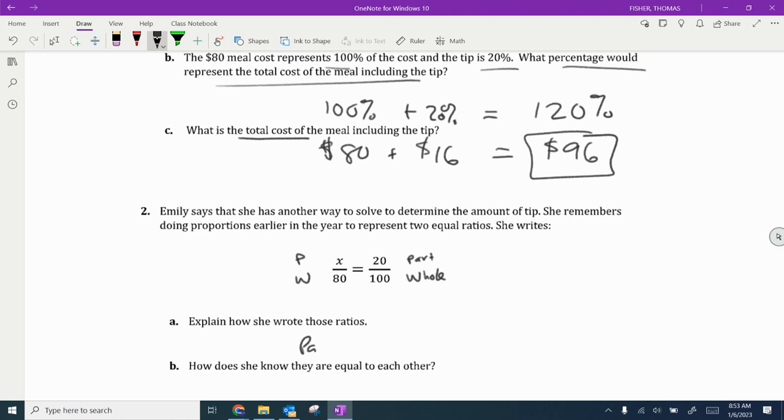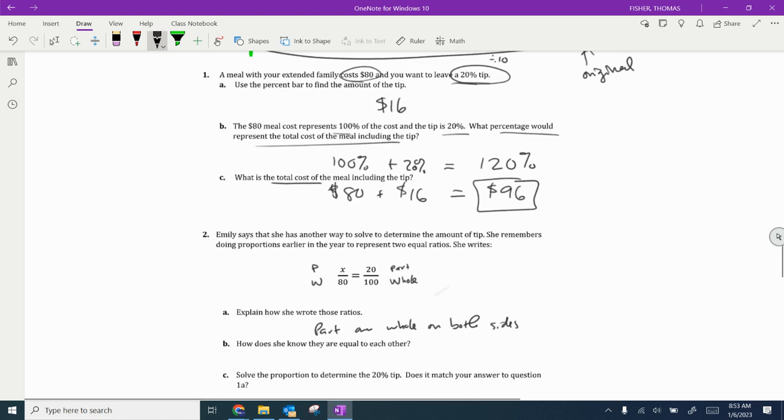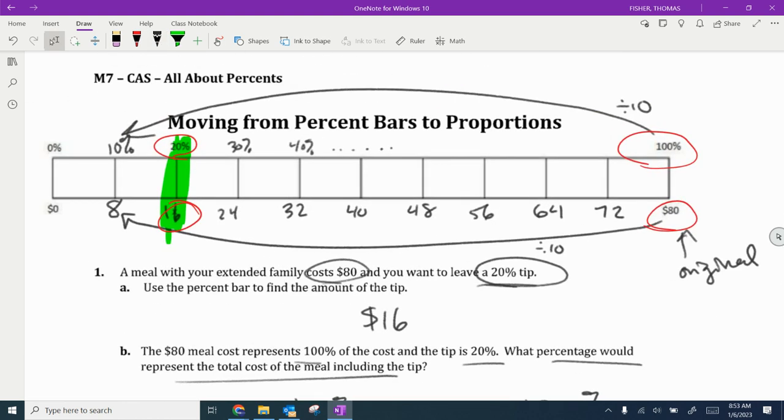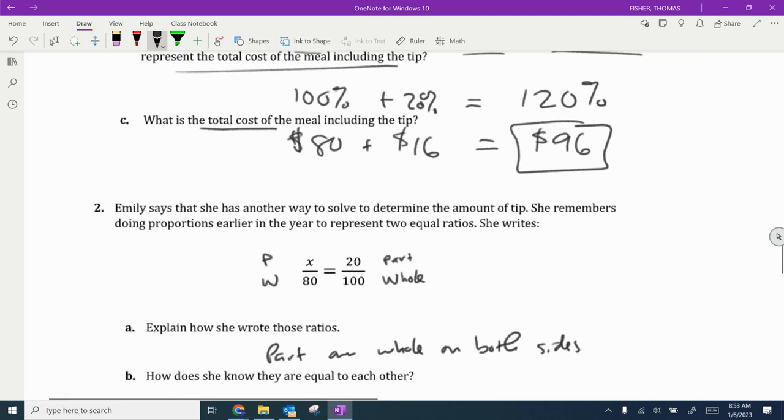She did part over whole on both sides. So they should be equal because the labels match, right? And you can see it in the percent bar too. 20% matches with the X. This was X originally. And 100% matches with the 80. So you'll notice here that these two up top go together and those two on the bottom go together.